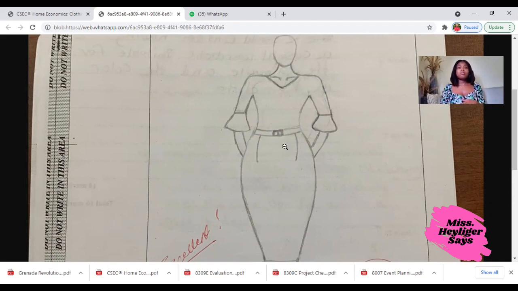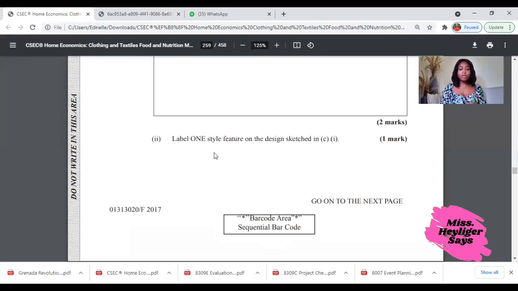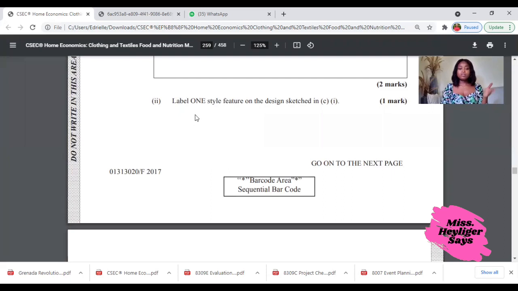Style features can represent a particular era, a particular trend, or a particular culture. It doesn't matter. Once you can highlight some area of interest in your garment, you can consider that your style feature. So this is just a good example of what you can do for 2 and 1 mark. Make sure when you label, you draw the arrow and also write what it is. Okay. So style feature V-neck or style feature slim waist belt or whatever it is.